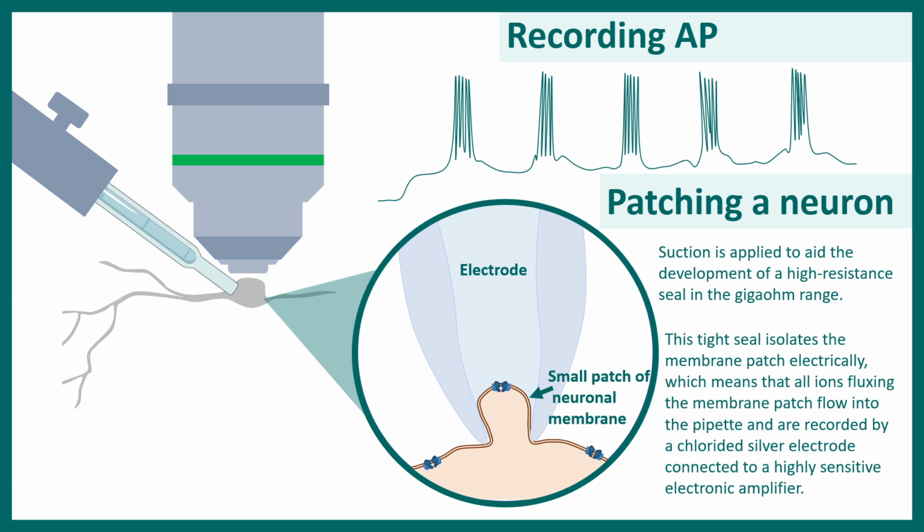So moral of the story, in order to first establish a patch, you have to ensure nothing leaks out, and this gigaohm seal is nice and it is not leaky. It has to be established properly.